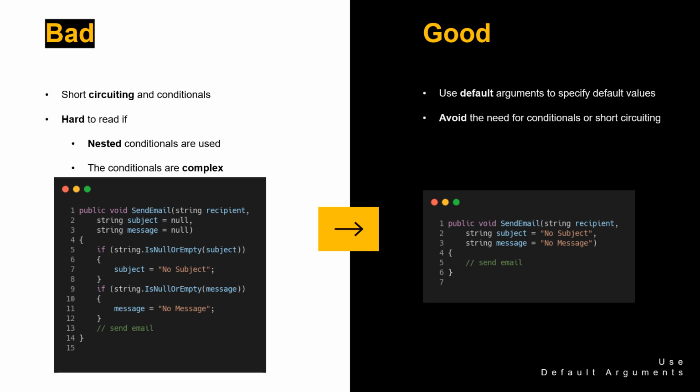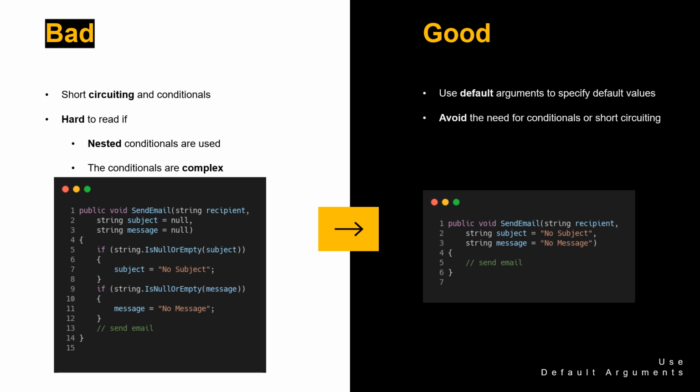Instead of using conditionals or short-circuiting, you can use default arguments to specify default values for function parameters and simplify your code. This can help to improve the readability and maintainability of your code and make it easier to understand and work with. Here is an example of how you might use default arguments in C# to avoid short-circuiting and conditionals. In this revised version of the sendEmail function, the subject and message parameters have default values of "no subject" and "no message", respectively. This means that if no value is provided for subject or message when the function is called, the default values will be used instead.